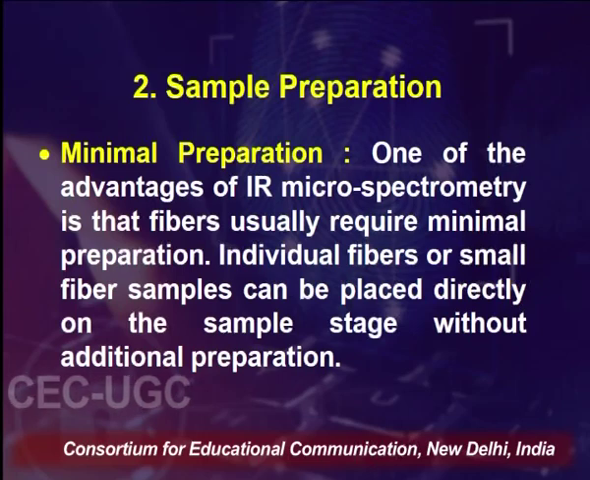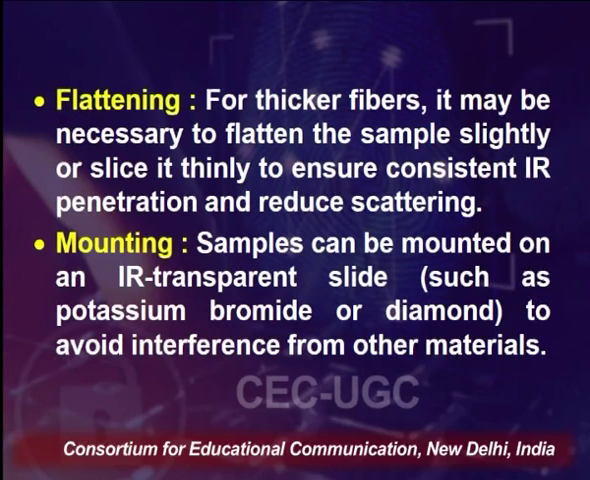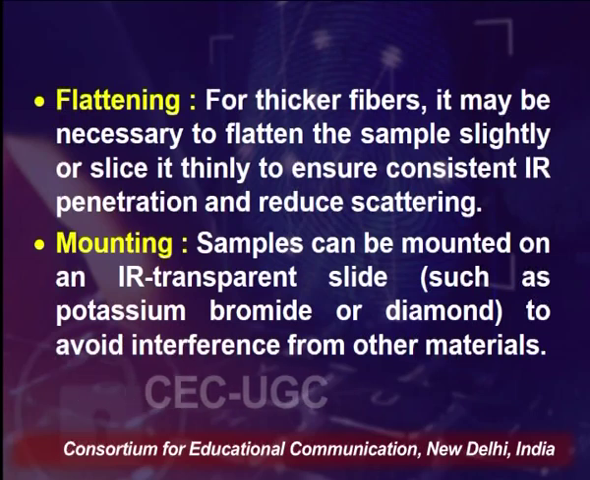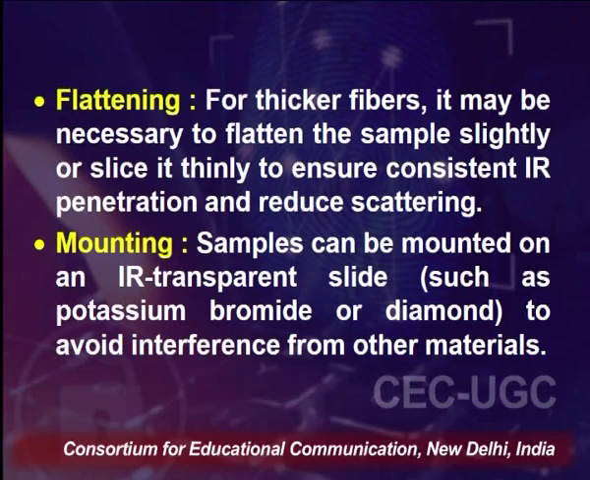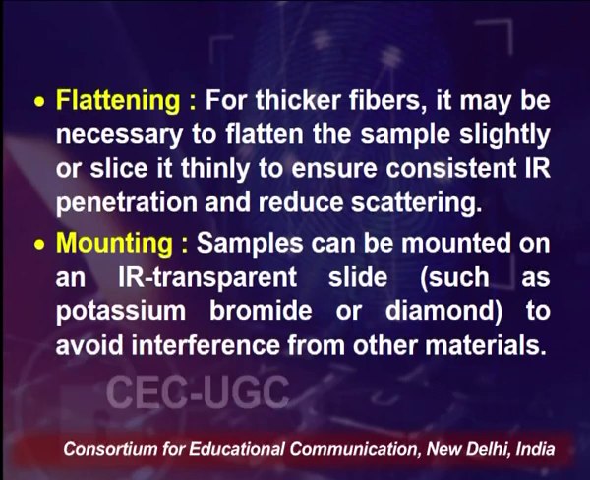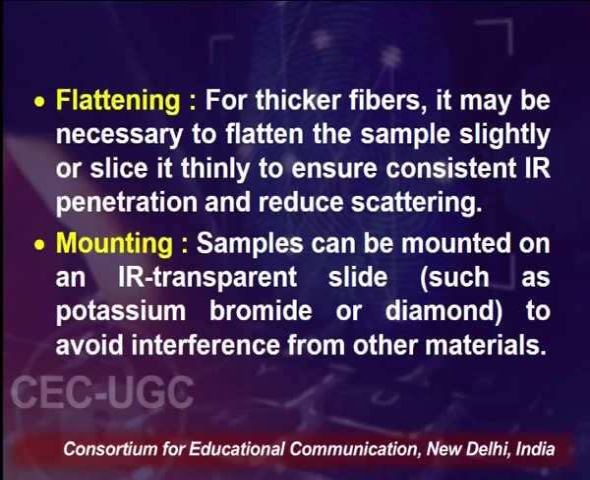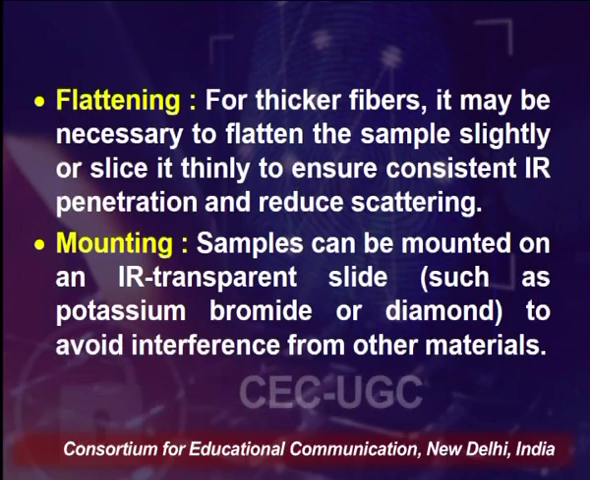Another sample preparation technique is the thinning and flattening of the sample. Sometimes the fibers we encounter from the crime scene are thicker fibers. So, it is necessary that those thick fibers be flattened or made thin with the help of a heavy object. Those flattened fibers can be visualized under the IR microscope, or they can be mounted on an IR transparent slide, for example potassium bromide or diamond. After keeping the sample under the microscope, we have to focus the microscope.